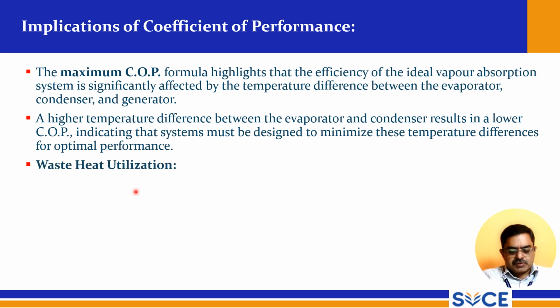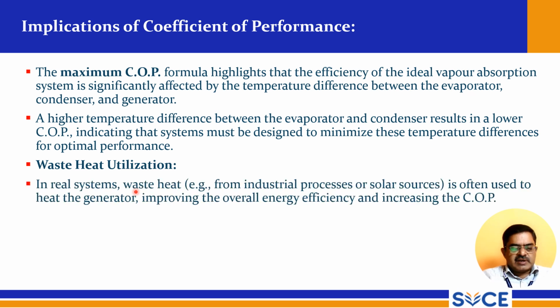And waste heat utilization. In real systems, the waste heat from industrial processes or solar sources is often used to heat the generator, improving the overall energy efficiency and increasing the COP. So waste heat from industrial processes or solar sources can be used in the generator.